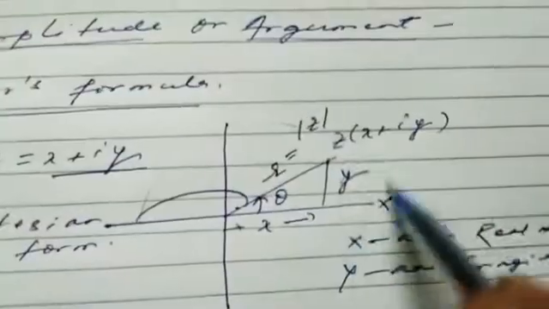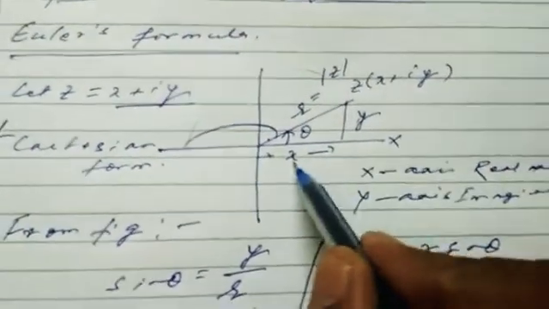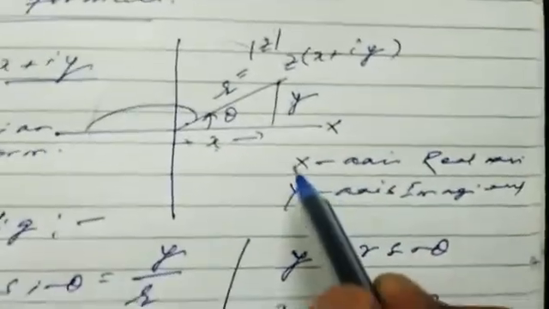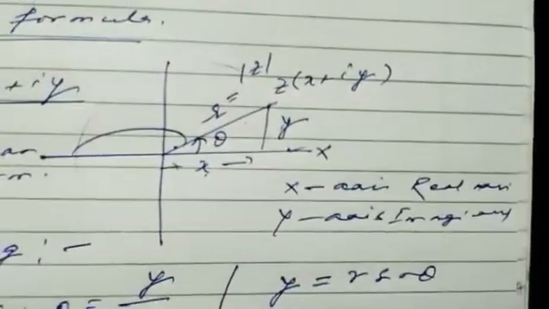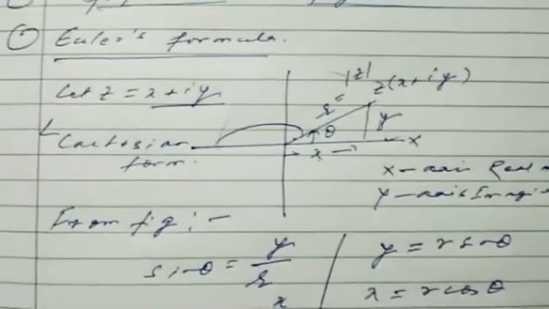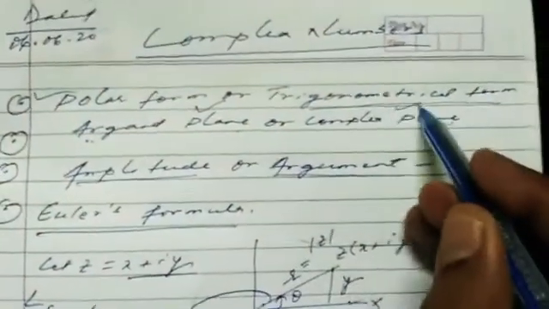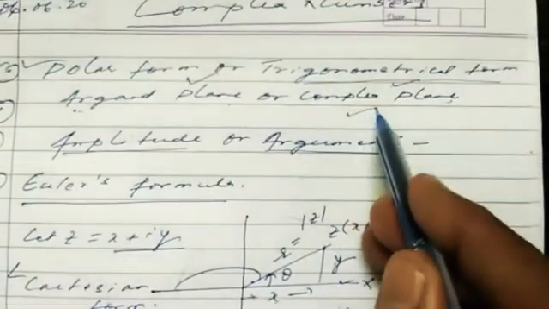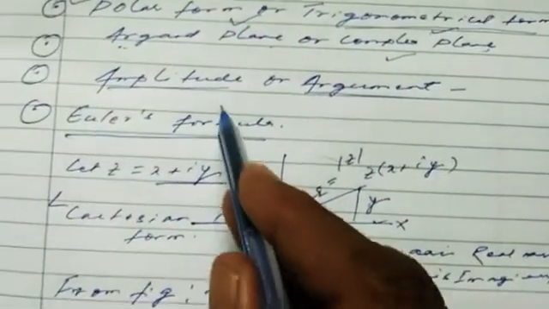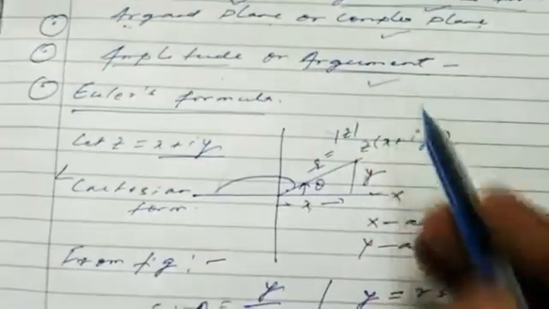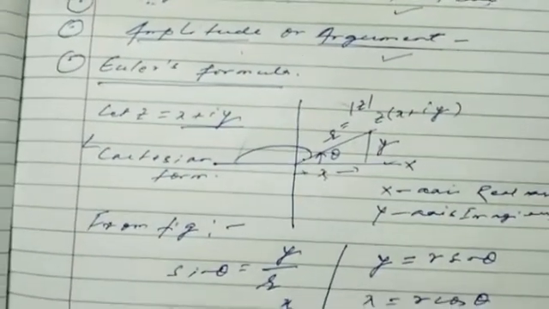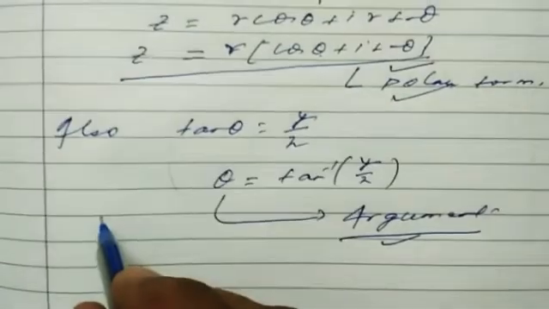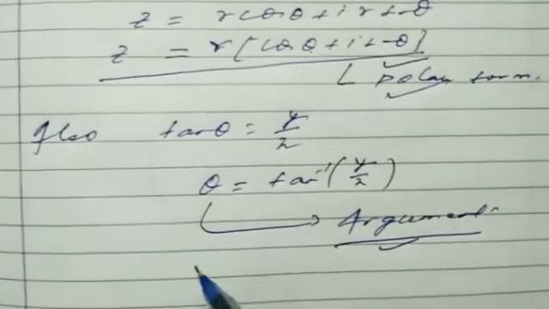One more thing we have to observe here: the plane where we are representing x and y, that means real and imaginary together, that plane is said to be the Argand plane or complex plane or Gaussian plane. So, three things we have gone through. One, polar form or trigonometrical form. Other, the Argand plane. Other, amplitude or argument. Now further, how can we find the argument for the complex number?